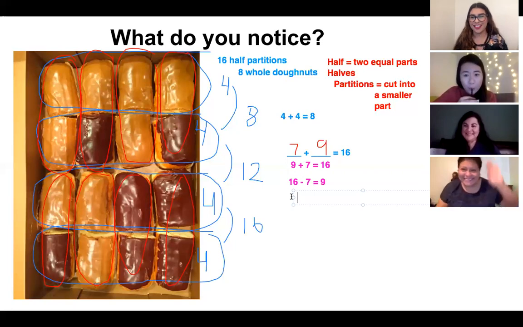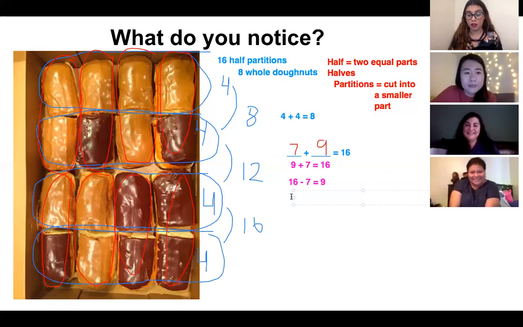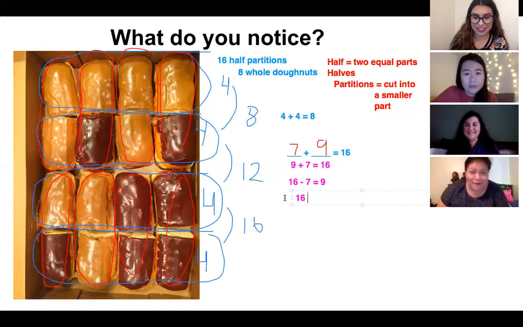Mr. Rosales, I love your enthusiasm. So what would be our minuend? And that's the largest number, our whole. That would be 16. 16 is our minuend, which is our whole. We have as a whole 16 pieces of donuts. Beautiful, Mr. Rosales. I'm sorry, I kind of felt like I was a part of a game show.